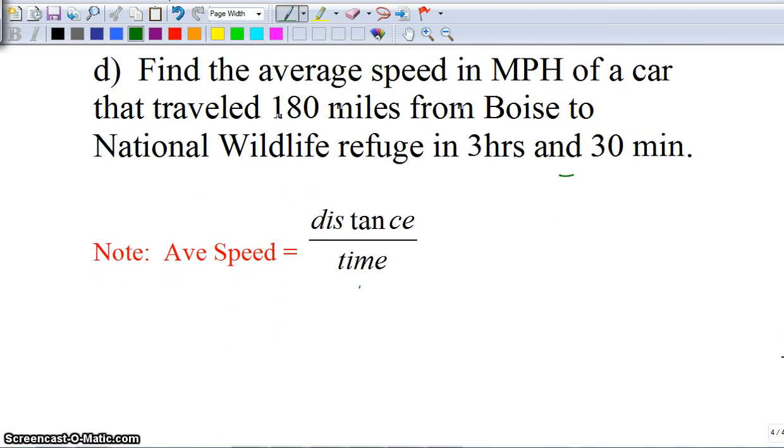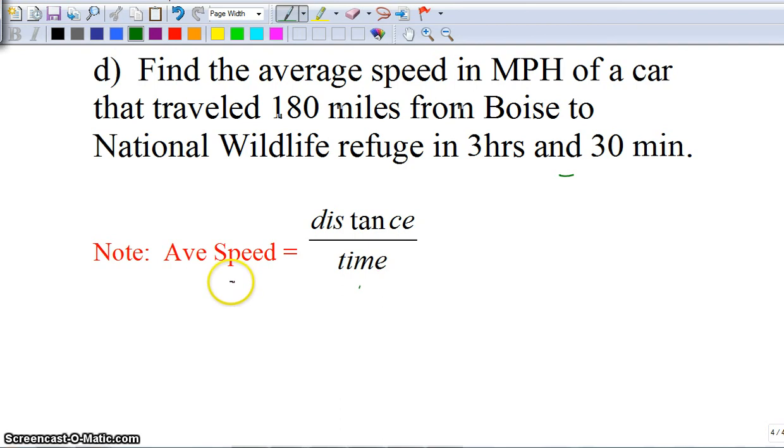Okay, now let's take a look at a word problem. So we're going to need to translate from a verbal expression to an algebraic expression. Now we're given all the information we need. The first thing I want you to note is we have the equation average speed is equal to distance over time. So the first thing when you have a word problem, I want you to just read through it. Find the average speed in miles per hour of a car that traveled 180 miles from Boise National Wildlife Refuge in 3 hours and 30 minutes.